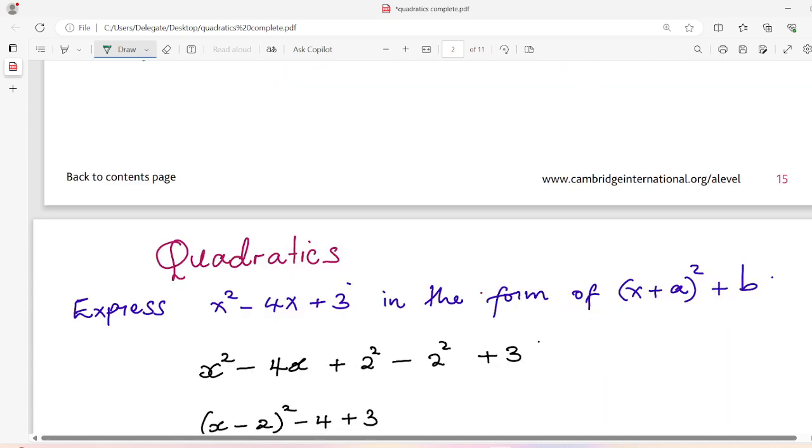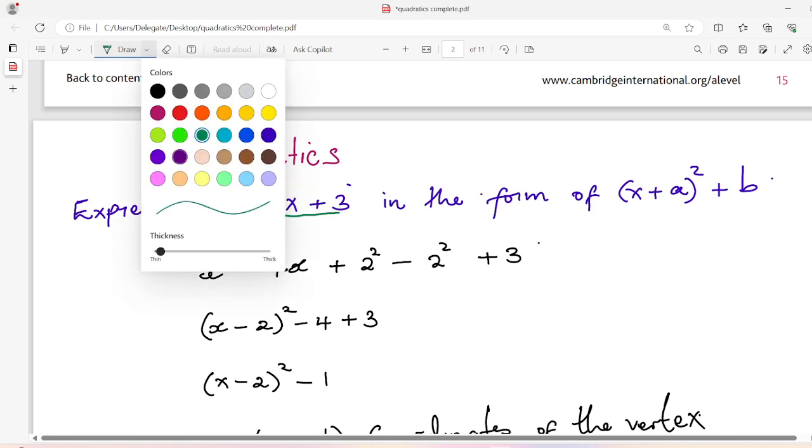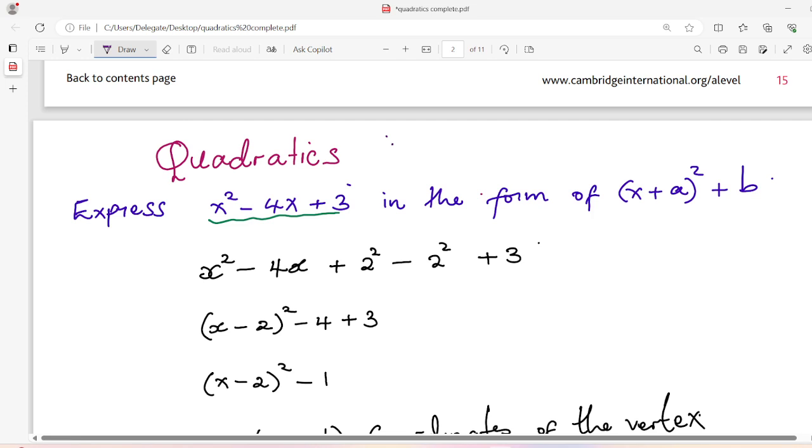When you are starting quadratics, one thing you must know is how to complete the square. Here we have a quadratic expression, and the general form of a quadratic expression is ax squared plus bx plus c. The b can be 0, the c can be 0, but for you to know that this expression is quadratic, it must have x squared.